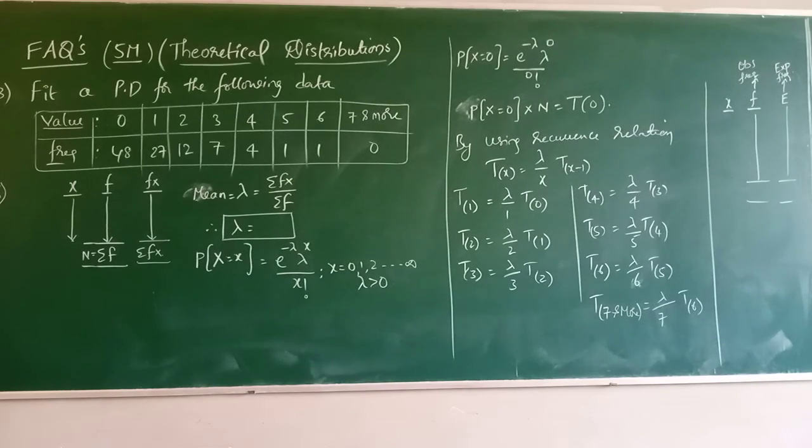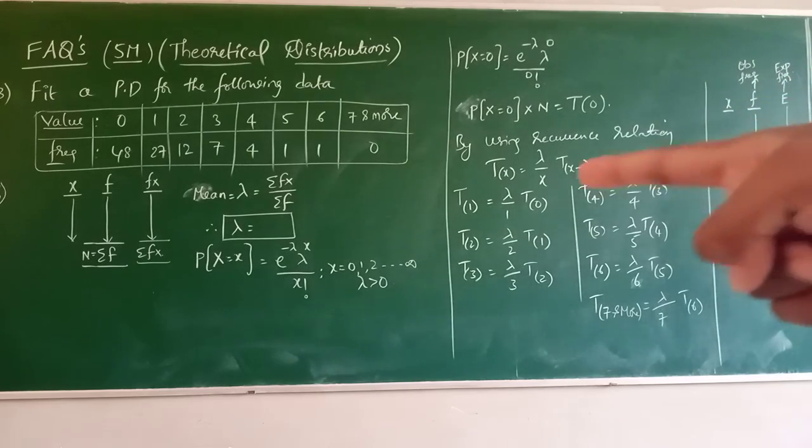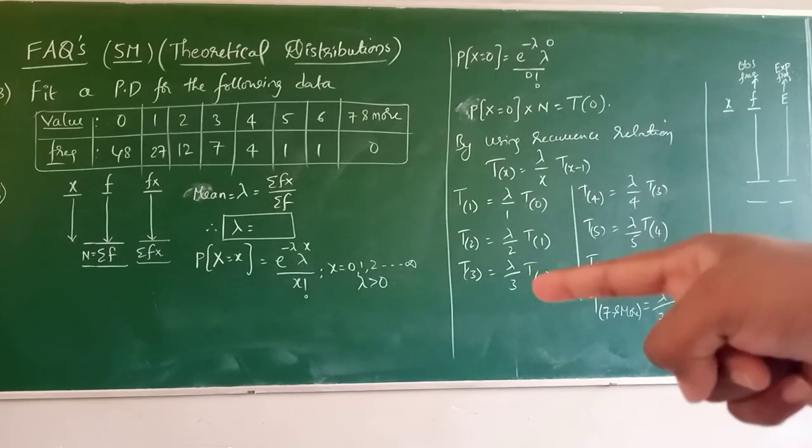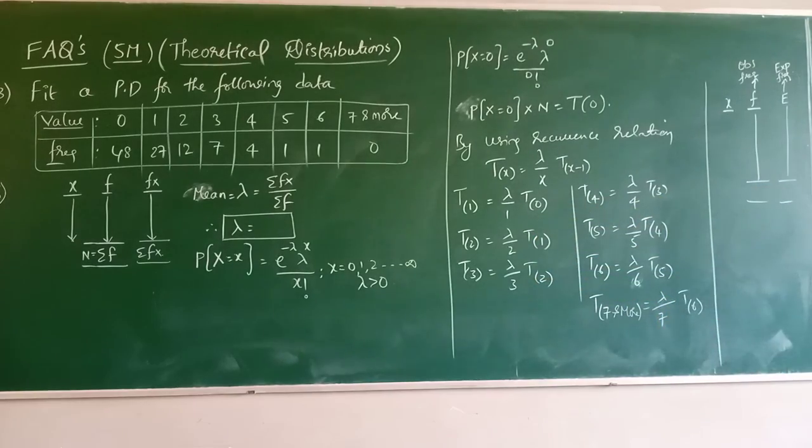T of 1 equals lambda by 1 into T of 1 minus 1, which is nothing but 0, so directly I have taken T of 0. That is the meaning of recurrence. T of 0 we substitute in T of 1, this T of 1 we substitute in T of 2, and T of 2 we substitute in T of 3. This way, the recurrent way, we have to calculate.